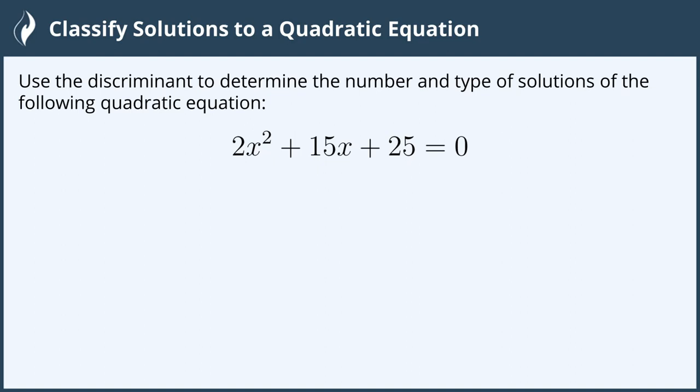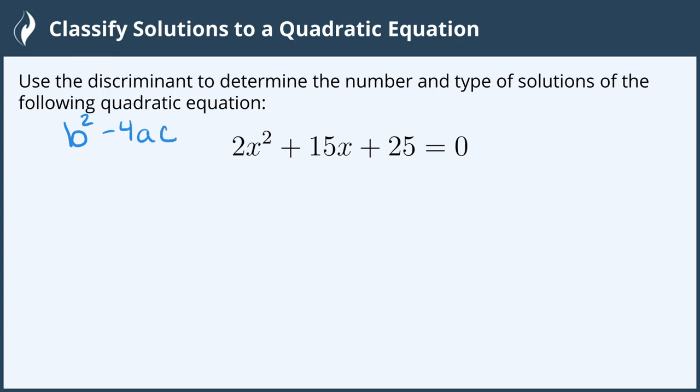Hi everyone! In this video, we will classify solutions to a quadratic equation. Use the discriminant to determine the number and type of solutions of the following quadratic equation. The discriminant is a formula given to us as b squared minus 4ac.